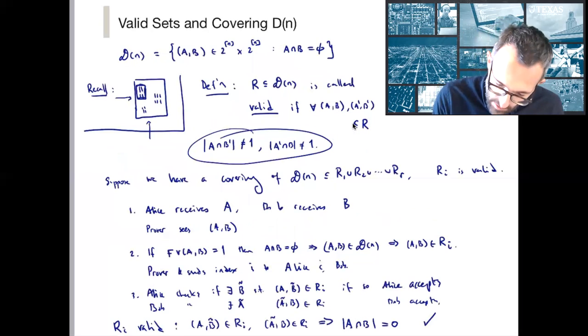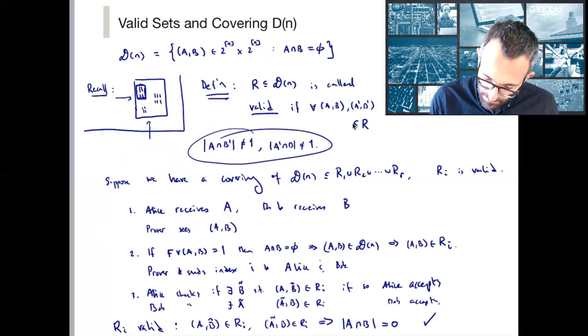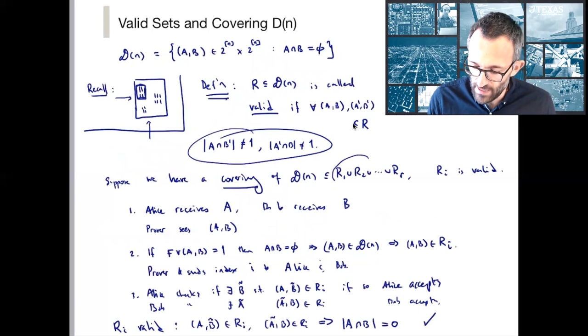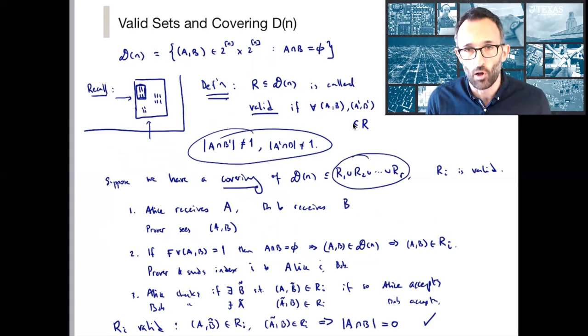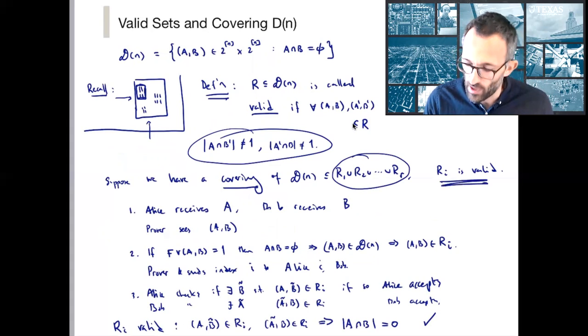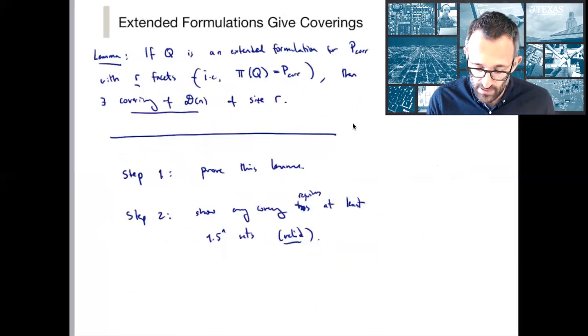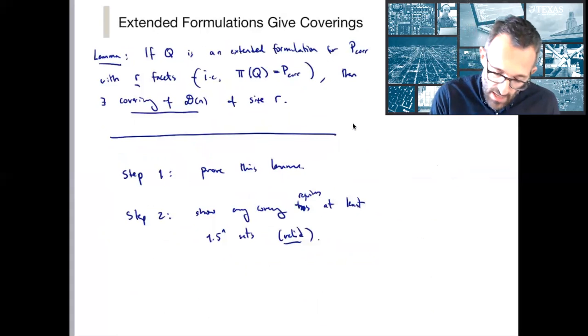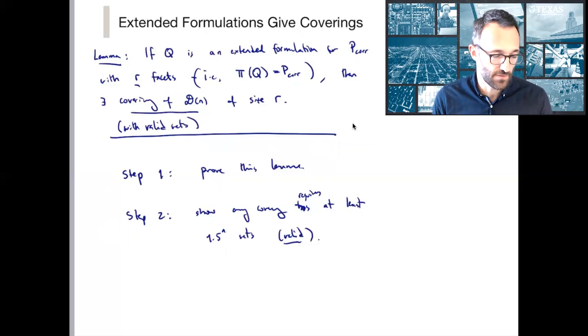So I defined what valid means. I guess I didn't define what a covering is. So a set is a covering if not only does it contain D of n, but they are all valid. So when I wrote here that Ri is valid, this is actually a definition of covering. And therefore this lemma is saying that there exists a covering of D of n with valid sets. Again, valid is the definition we gave on the previous slide.